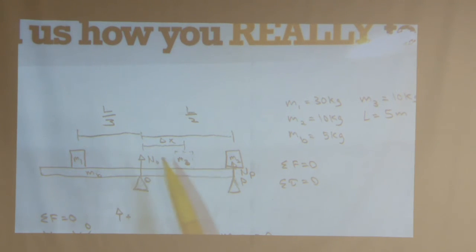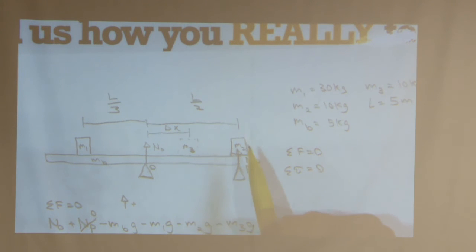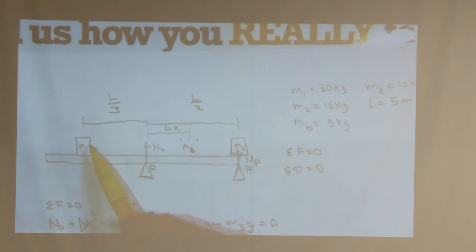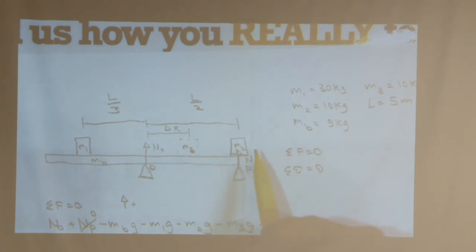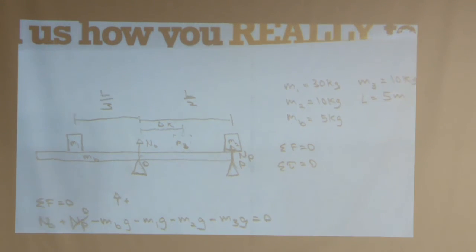All right, so we're going to start with force. So we need to look at all the forces. I'm going to say that the positive direction is up. All right? So if you look, we actually have 6 forces. We have the weight of this mass acting on the beam. We have the weight of this mass acting on the beam and this mass. We also have the weight of the beam, which is acting downward from the center point. All right? We have 2 normal forces, N sub O and N sub P, from the 2 pivot points. And those are all our forces.